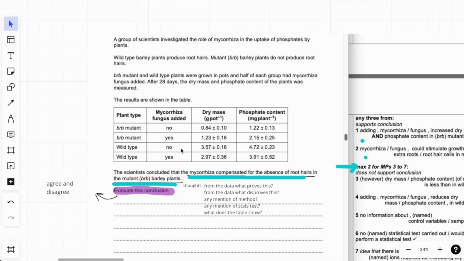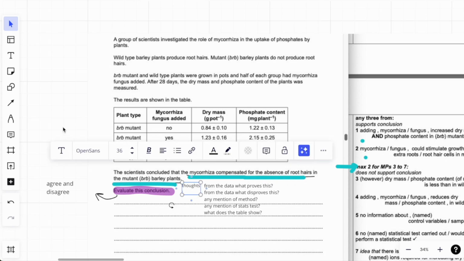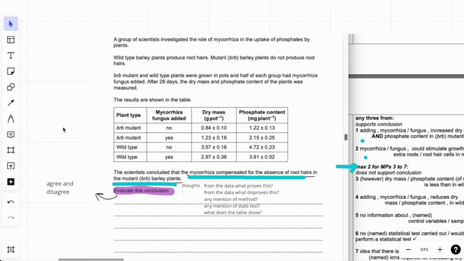So here's an evaluate question. I'm going to annotate what I need to write about agree and disagree points. It says evaluate this conclusion from learning about exam technique methods and guidance. I know that when there's a conclusion, I need to analyze the heck out of it, right? So as I've written here, these are the things I would annotate around the conclusion. From the table, what does it prove? What does it disprove? Is there any mention of the method? What about a stats test? What does the table even show? What are the differences? So these are the annotations I would write, and they would allow me to write the answer in the best manner possible.